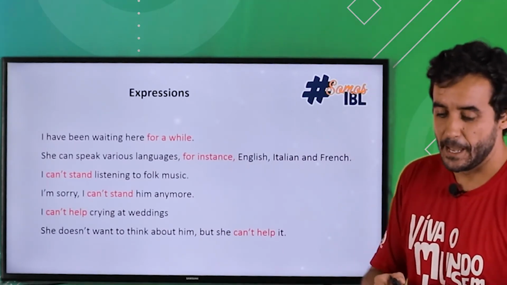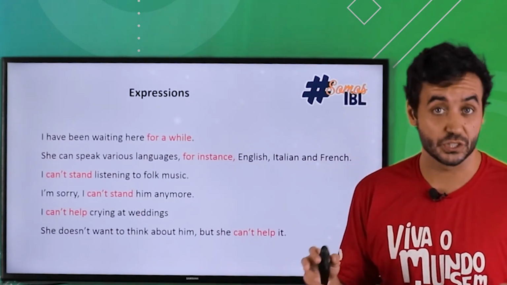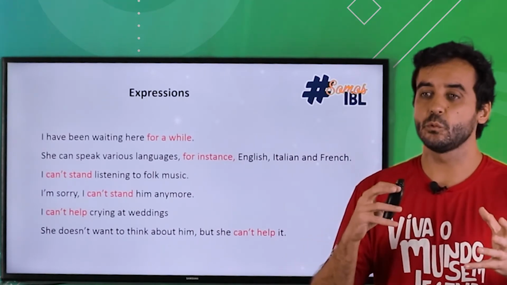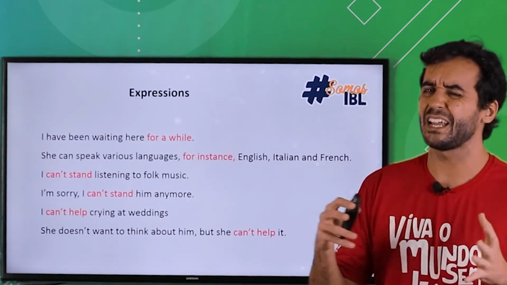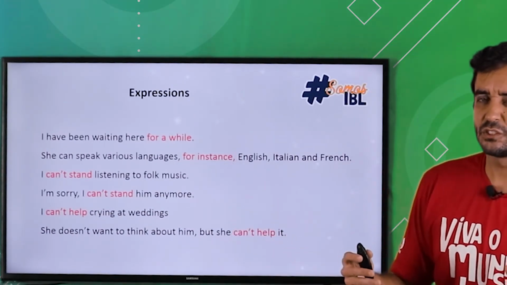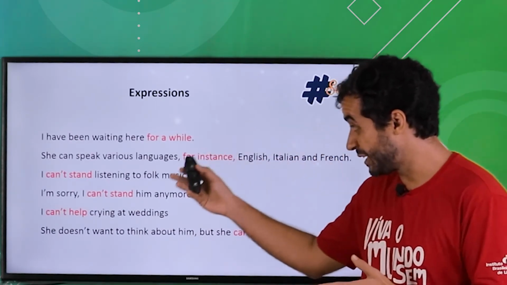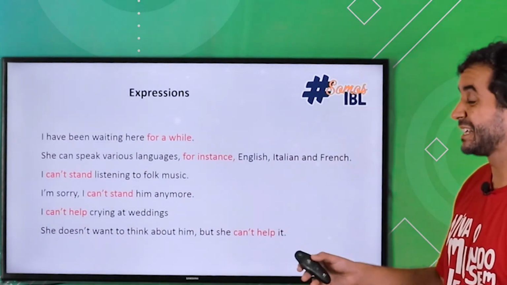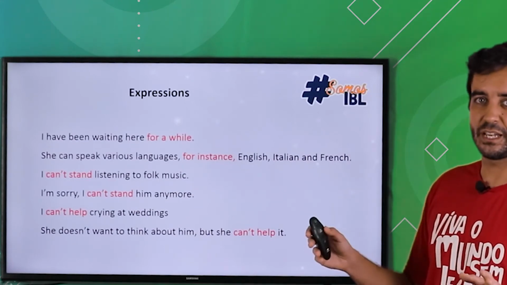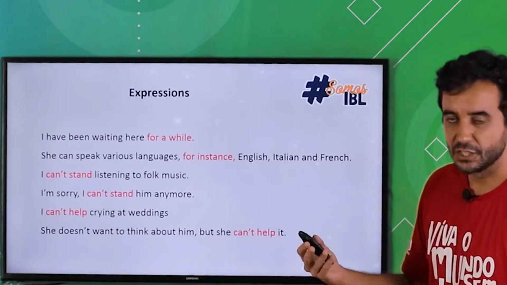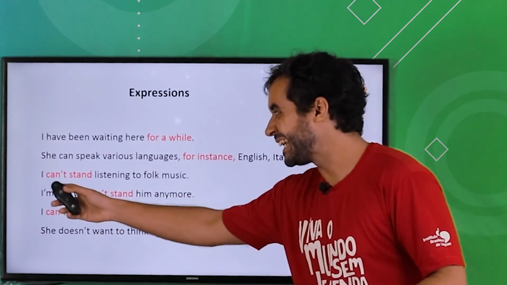Next one, I can't stand listening to folk music. That's funny, right? Can't stand is a verb. We don't have a similar one in Portuguese, and it means when something is not very nice for you, you don't like that thing too much, right? So that thing is unbearable for you. So for example, in the example, the person just can't listen to folk music, hates folk music, okay? But instead of saying hate, or I can't bear, for example, you can say, I can't stand listening.